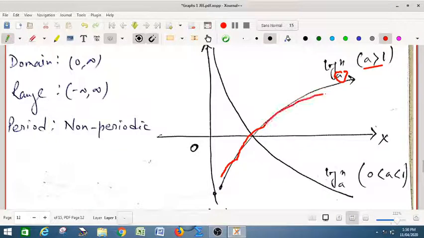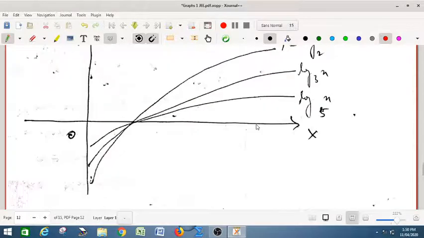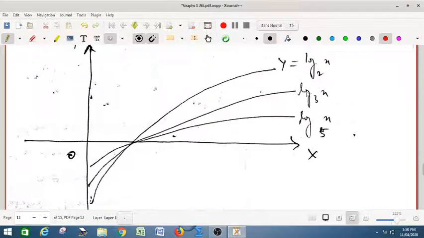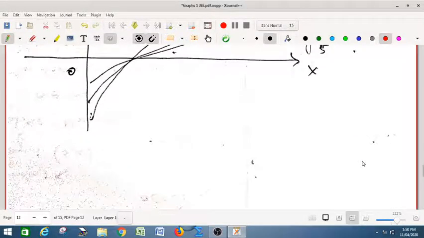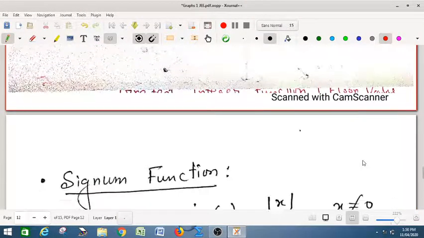This is how, if the base is greater than 1, then log x is increasing, but if the base is less than 1, then log x is decreasing. So you have several diagrams: log 2, log 3, log 5. This is how you have to draw the logarithmic functions. Logarithm and exponential are very, very important.